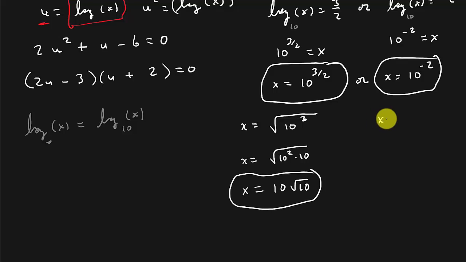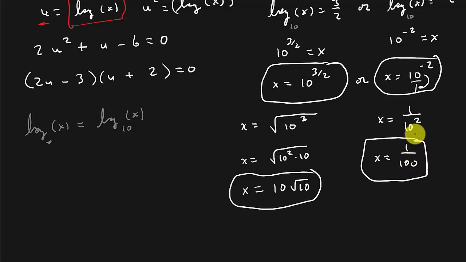And this one, if you want, you can write it as 1 over 10 squared. Remember, bring it across the fraction bar to change the sign of the exponent. x equals 1 over 100. Okay? So, you can leave it like this. If your teacher wants you to write it out like that, simplify your answer more, then there you go. Now you know how to do that.